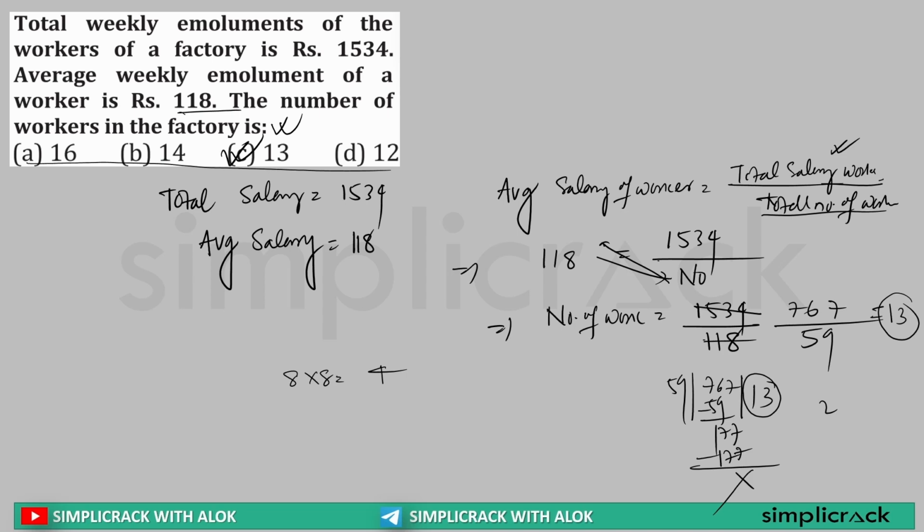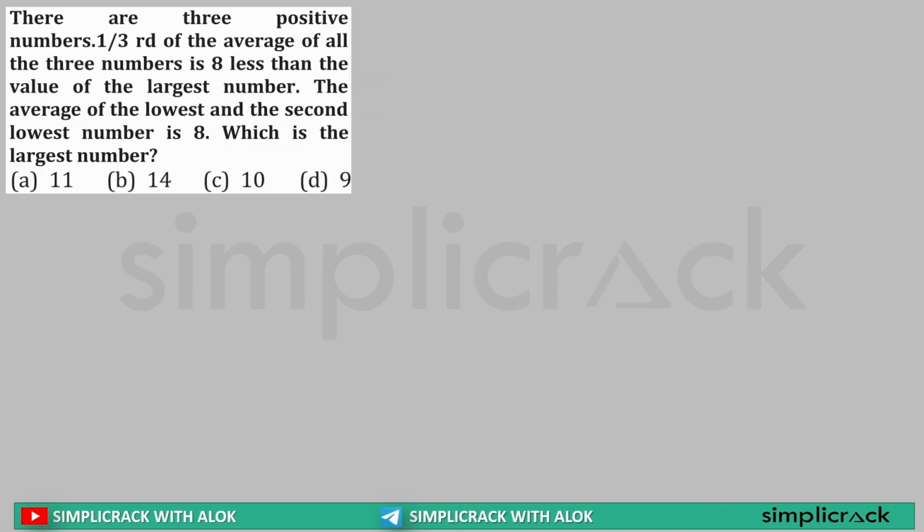Clear? Now, next question. Sir, there are 3 positive numbers. 1/3 of average, see, understand the language. 1/3 of the average of all the 3 numbers is 8 less than the value of the largest number. Clear? The average of the lowest and the second lowest is 8. Now see, understand, after seeing this question you will wonder what sort of question this is, sir. This is very critical, but let me tell you this.